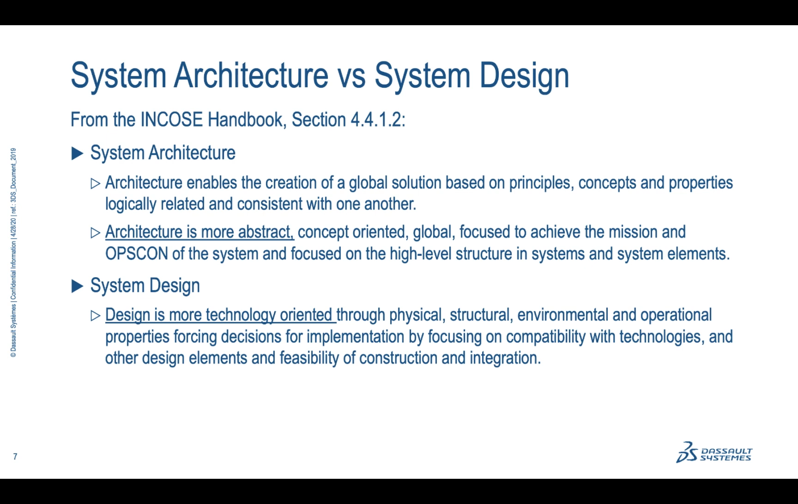So first of all, the difference between systems architecture and systems design. When we talk about systems architecture, we talk about something more abstract, concept-oriented, and global, with a focus on achieving the mission, and the high-level structure in systems and system elements. And when we talk about design, it's more technology-oriented. We're talking about physical, structural, environmental, and operational properties constraining implementation or forcing decisions for implementation, and really focusing on compatibility with technologies. And this is really different from what we do in the architecture.